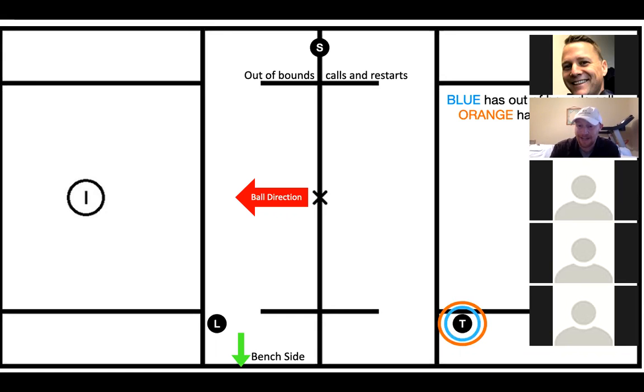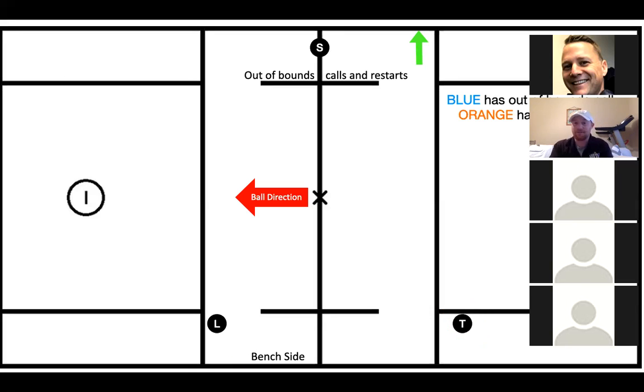Bermuda Triangle again. The lead doesn't need to make this call. He has his own responsibility, which is the goal. Let him take the goal. The trail takes this call. If the lead also calls it out of bounds, that's perfectly fine. But he's not going to have the restart. Absolutely not going to have the restart.